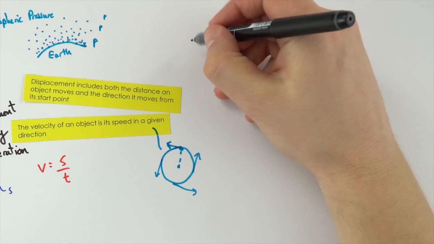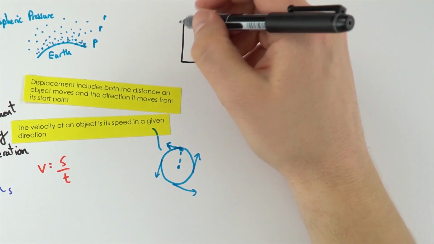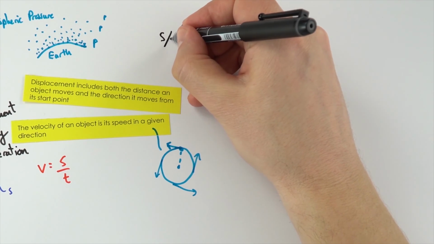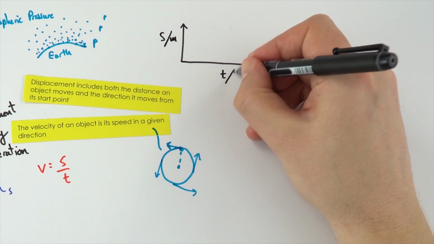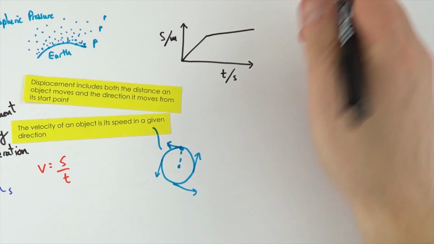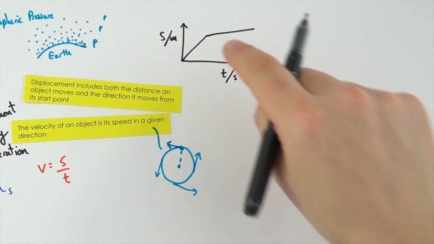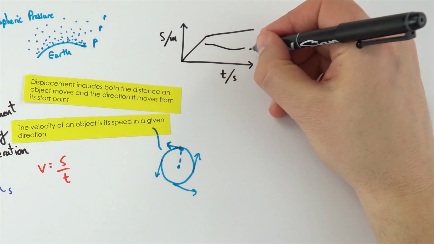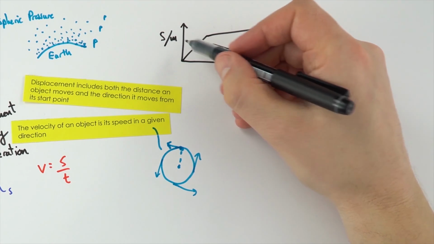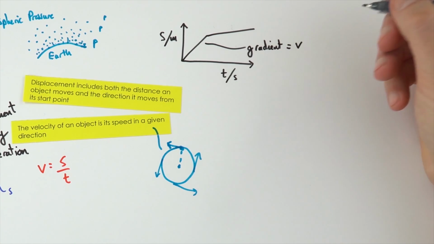Now, something really useful to do is to draw different graphs to represent an object which is moving. One of these is called a distance time graph. We measure our distance in meters up here, and we have our time in seconds along the bottom. We might then plot some data for an object and see how its distance changes with time. On this graph, the gradient of that line is equal to how quickly the distance changes per second, and that means the gradient is equal to our speed, v.